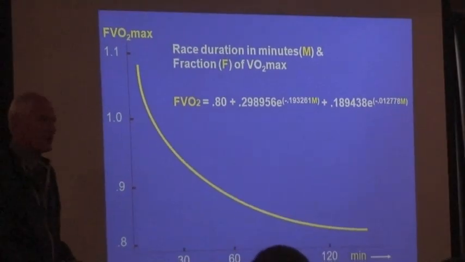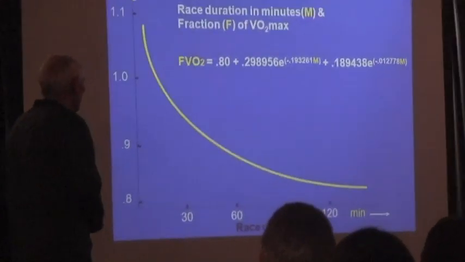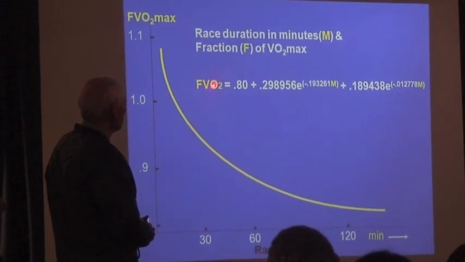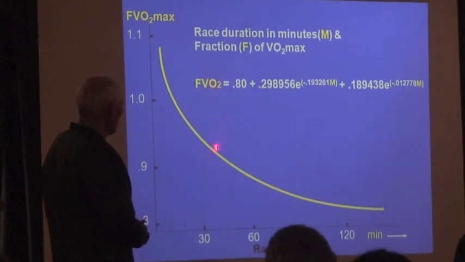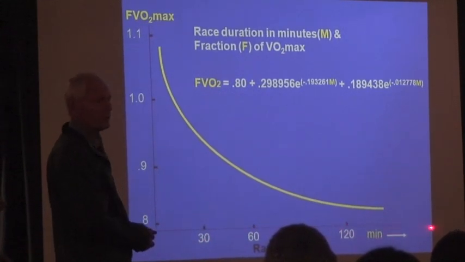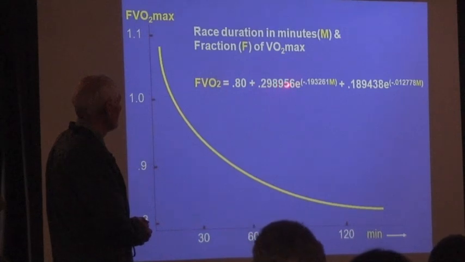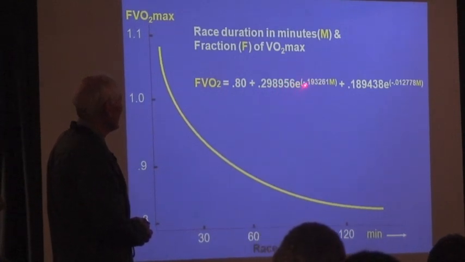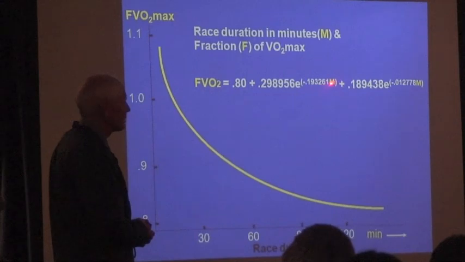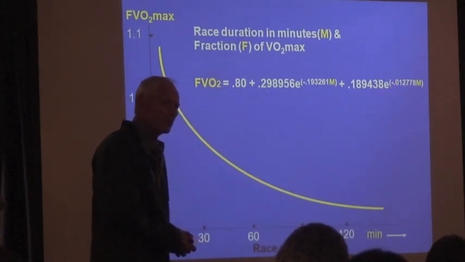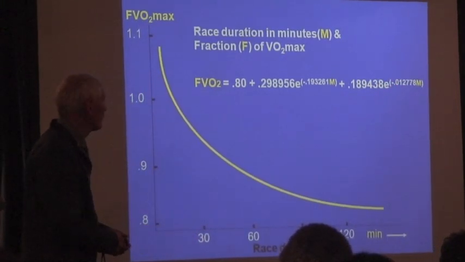And then here's this other curve that he came up with, and that's a real simple formula. This one says the fraction of your VO2 max is a function of how long the race duration is. If you put the minutes of the race in here where M is, it's 0.80 plus 0.298956 times e to the negative 0.193261 times the number of minutes of the race, plus 0.189438 times e to the negative 0.012778 times the minutes of the race. You can memorize that.